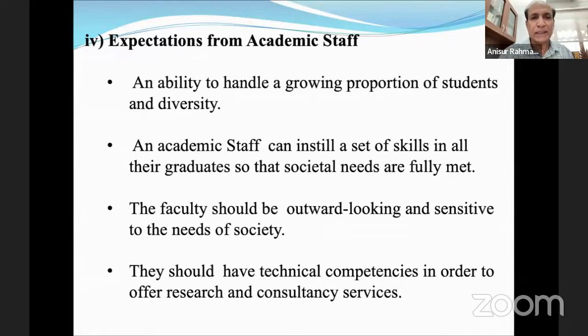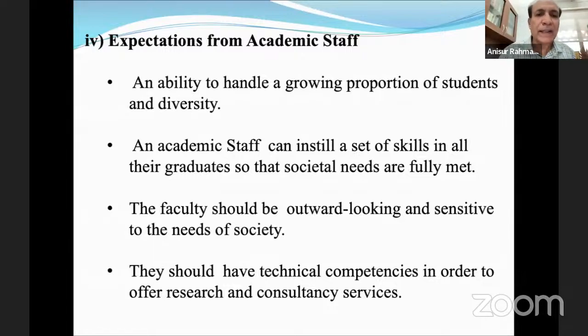And a lot of expectation is from the academic staff, to which you all belong. There is a need for the ability to handle a growing proportion of students and diversity. We are facing this in the class on account of diversity, but we need to become smarter and apt at how to overcome it. Diversity is not a challenge that must be celebrated, but again, it is a challenge for the students and for the teachers. Of course, if we are motivated and if we feel our responsibility, definitely we are going to do a lot of things in this direction.